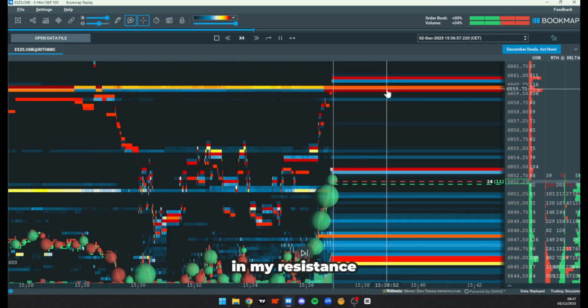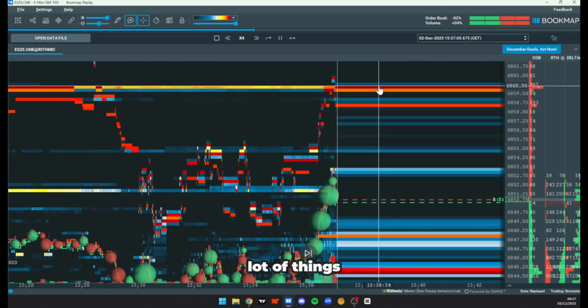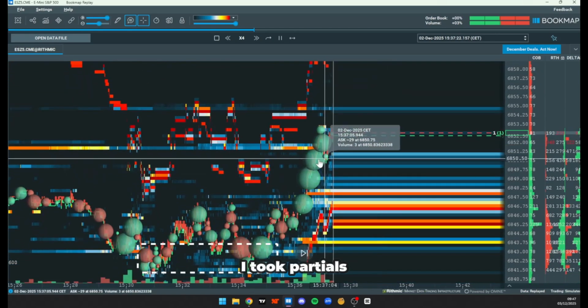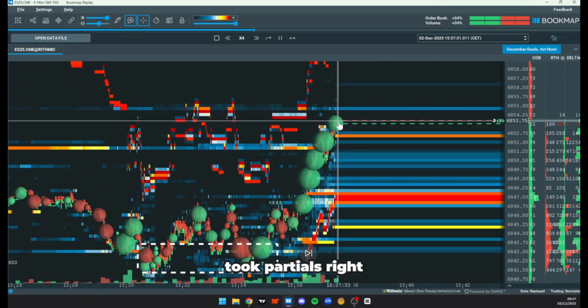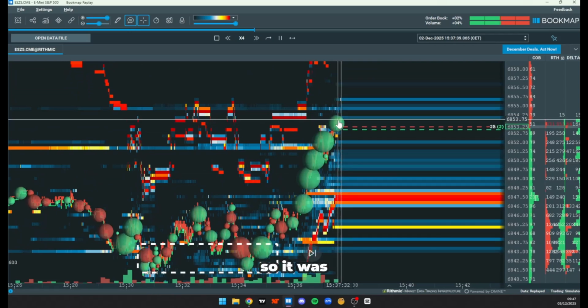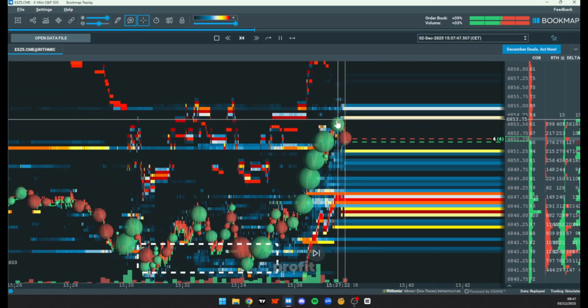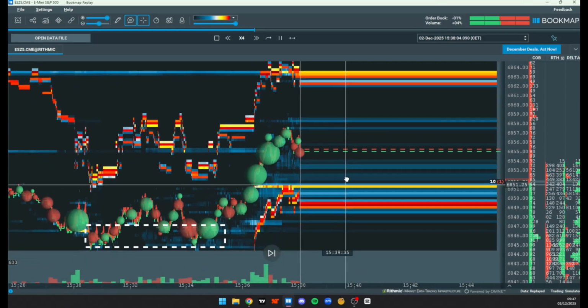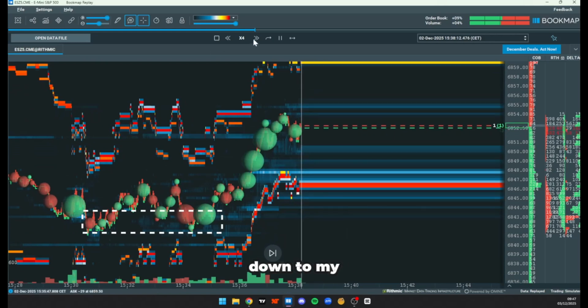It was also in my resistance level, so I was like, okay, a lot of things align. I will just target the 60s, and I took partials around here at the 50s, and then I took partials right here as well at the 53s. So I was already $400 up in profit, and eventually it didn't go there, and then it went all the way down to my entry.